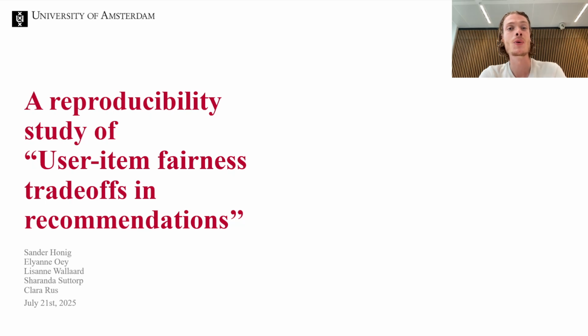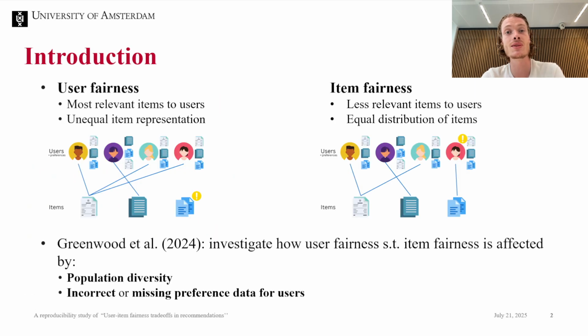In this video, we will give a brief overview of the reproducibility study we performed on Greenwood et al.'s 2024 original paper, User Item Fairness Trade-offs and Recommendations, and how we extended it. In every recommendation system, there exists an intricate balance.